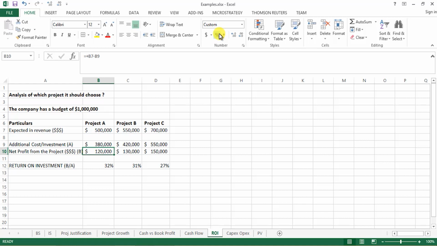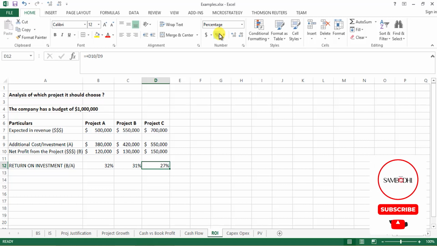Even though project A has the least profit in terms of dollar value, it still becomes the number one preference because the return on investment jumps to 32% compared to project B's 31% and project C, which is now worst at 27%. So I hope with this you understand the company's perspective of how they're going to select projects based on the return on investment. They're not concerned with just the profitability figures. That's the next point for them. The first point is what the project is going to generate in terms of return on investment.